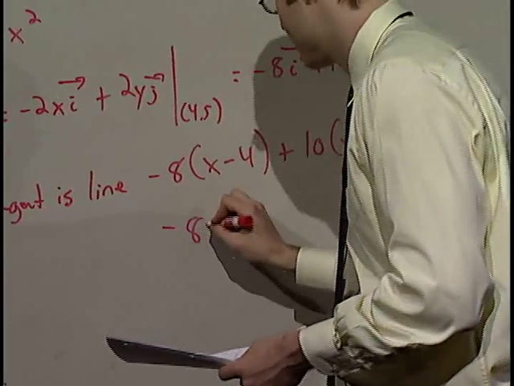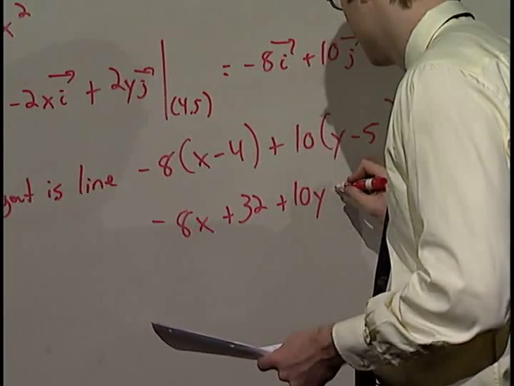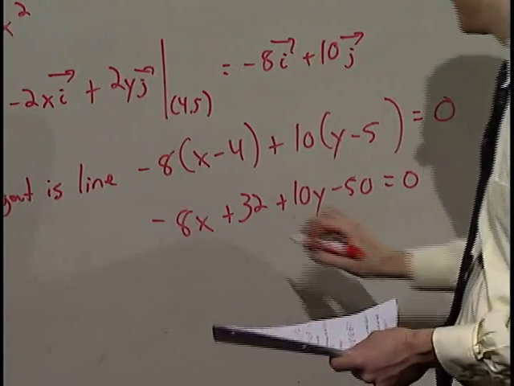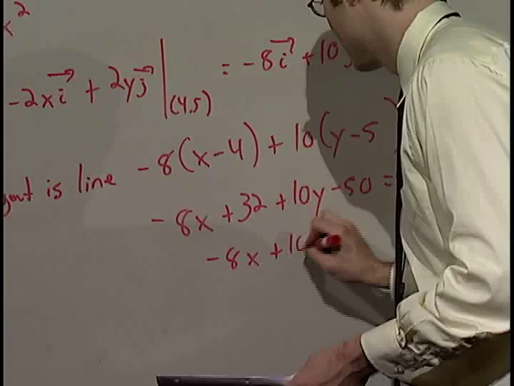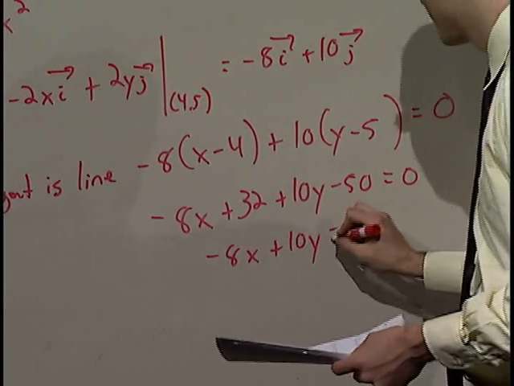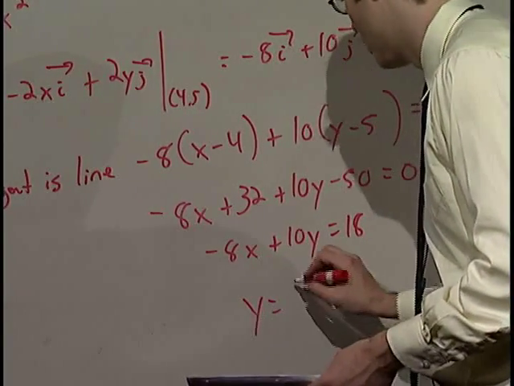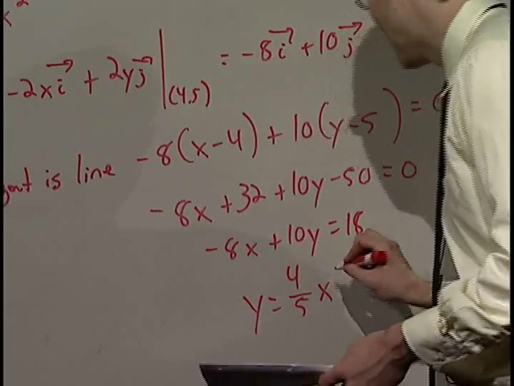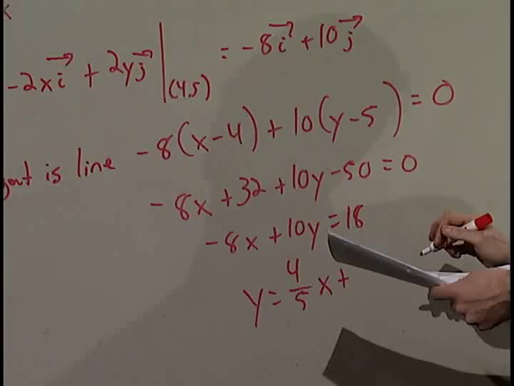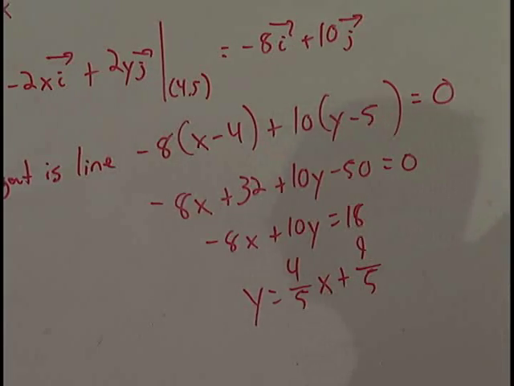And let's see, fiddle around with this stuff: plus 32 plus 10y minus 50 equals 0. Let's keep messing around with it here. So you get negative 8x plus 10y equals, that's a negative 18, it's a positive 18. Scoot things over, and you get y equals 4/5 x plus, let's see, 18/10 is 9/5. Yes. Okay, so there's your line for your tangent.